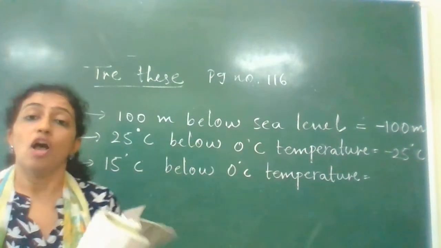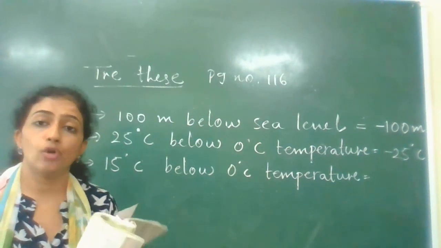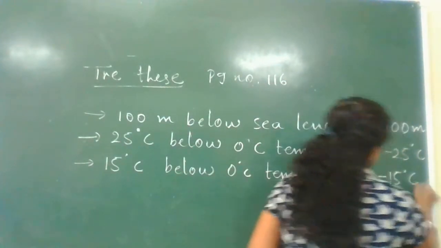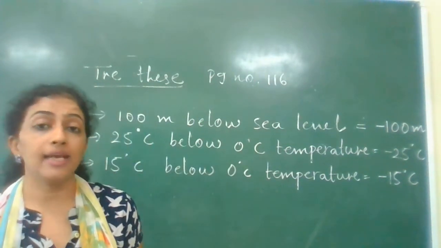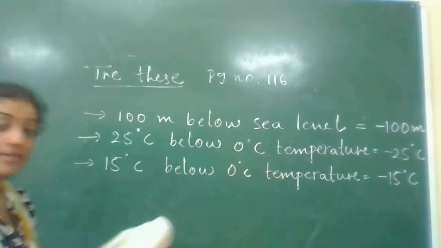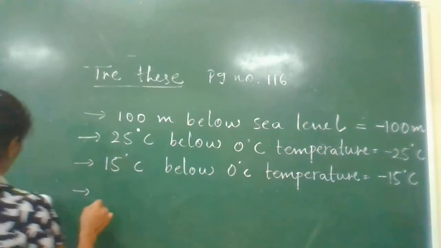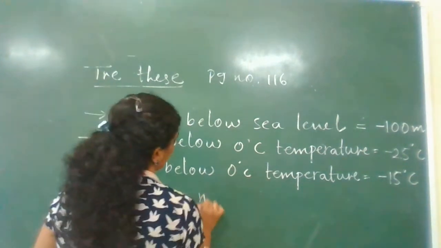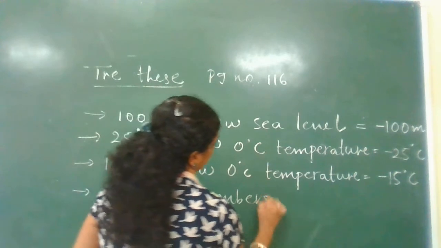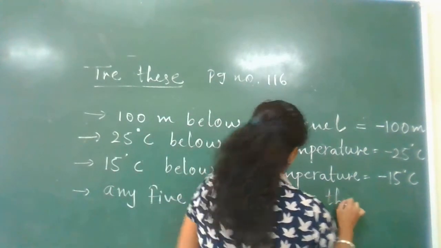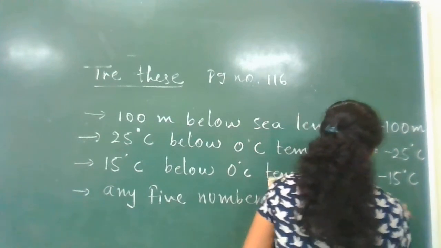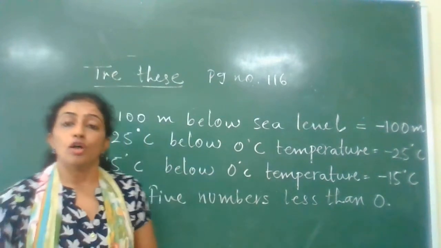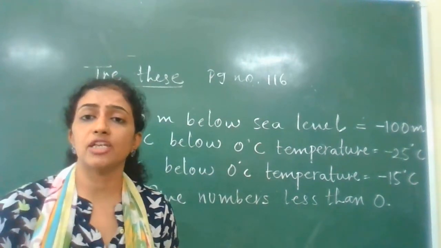When I am saying 15 degree Celsius below 0 degree Celsius temperature, it means minus 15 degree Celsius. Okay, then the next one, D: any five numbers less than zero. Now if you say any five numbers less than zero, as I have said, all the negative integers are smaller than zero.